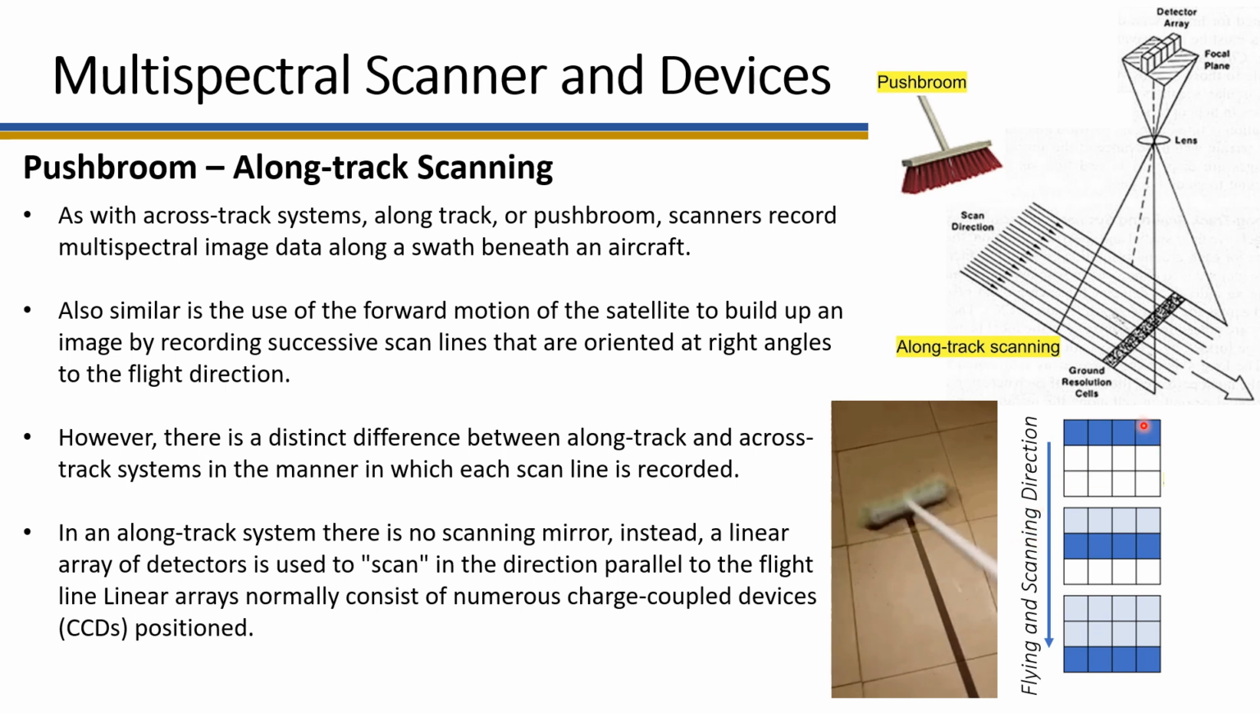Notably, the scanning direction aligns with the flying direction, which enables the push broom sensor to gather data continuously as the satellite travels. So this is the opposite way of acquisition compared to the whisk broom. Whisk broom is perpendicular, while the push broom is parallel to the flying direction.